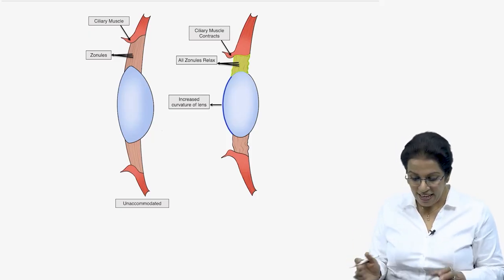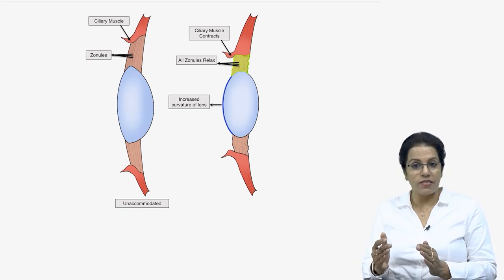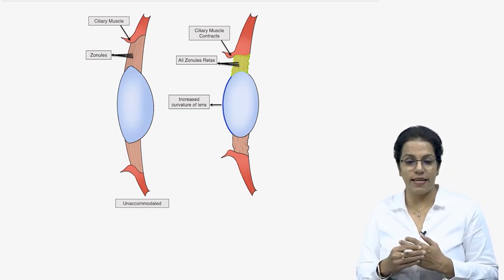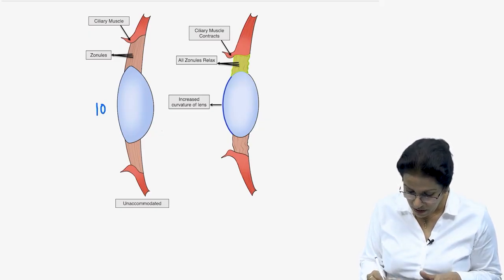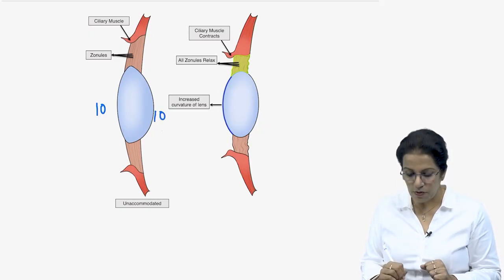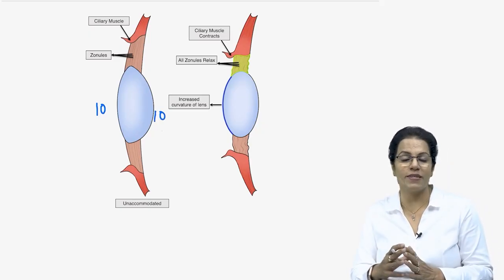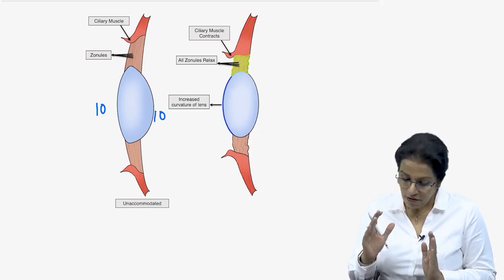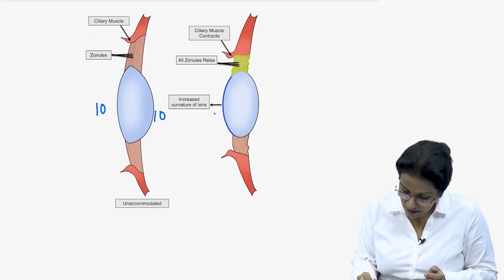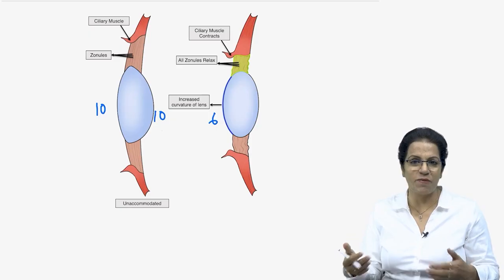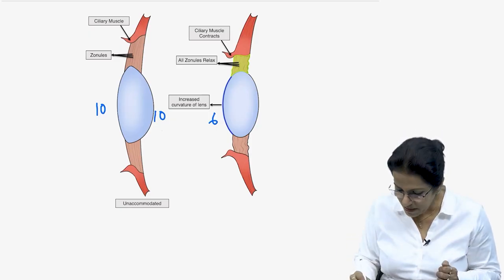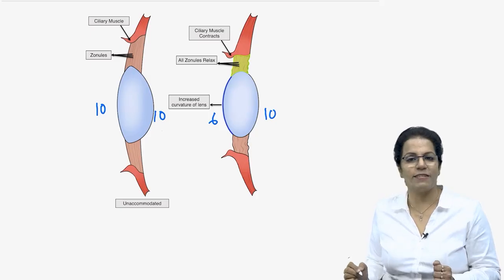So initially, you have to understand it this way and learn like this: the radius of curvature in an unaccommodated lens, both anterior and posterior, though it doesn't look like that in a diagram, don't go into it, is mainly 10 and 10. Once it is accommodated, the anterior surface is more curved. Anything more curved means the radius of curvature will be less. So this becomes 6 and 10. Just remember this. Right. So once we know what is accommodation, now we have to understand what is presbyopia.